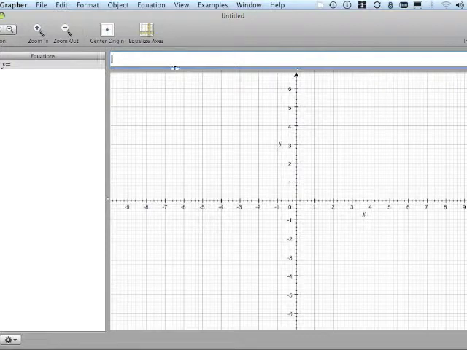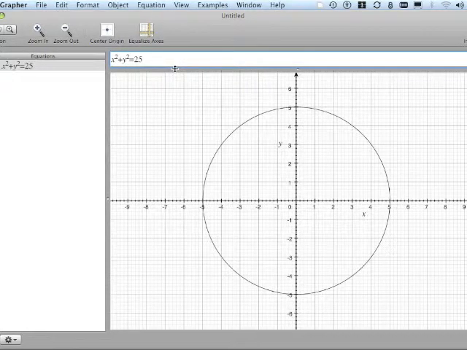a radius of 5. X, shift 6 to get my caret, 2, x squared, right arrow to get out of the exponent, plus y squared, right arrow equals 25, and there's the equation of my circle.